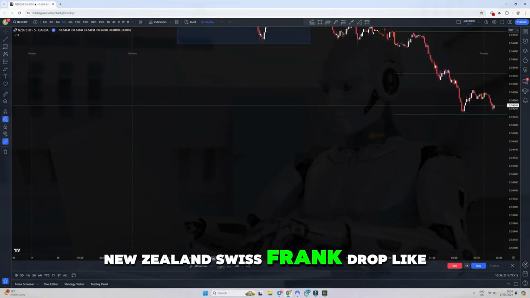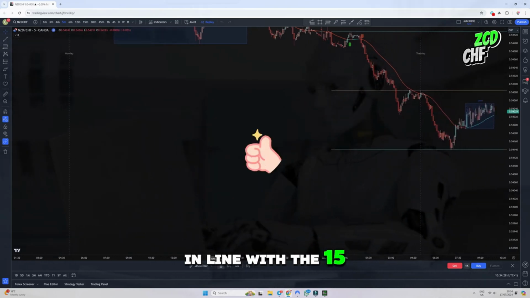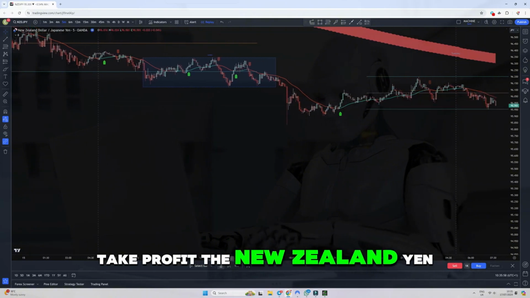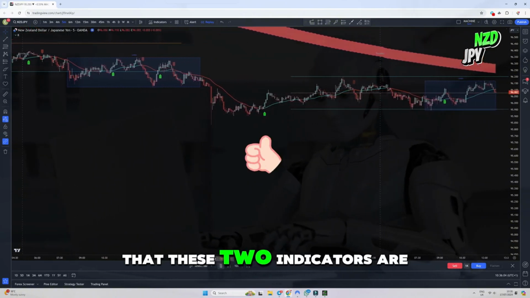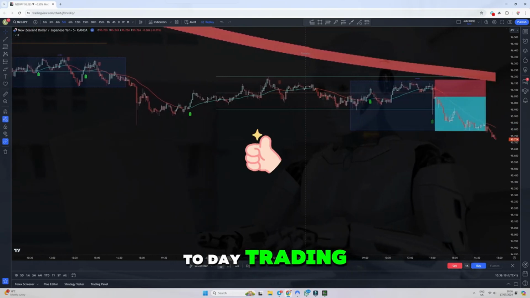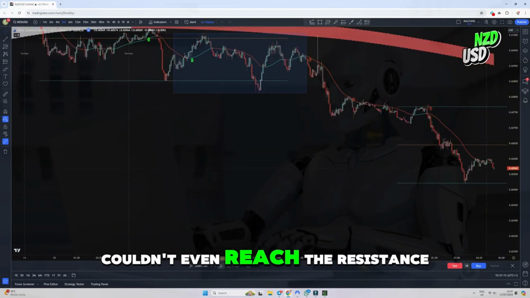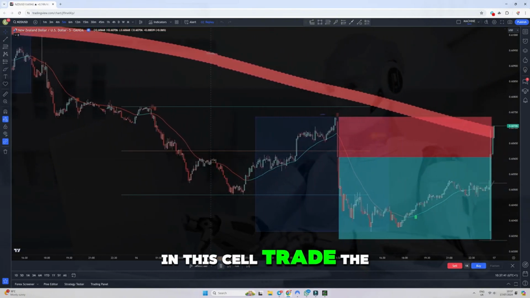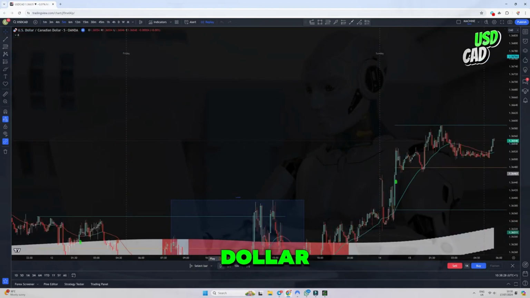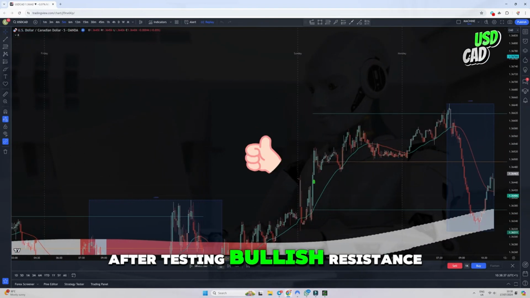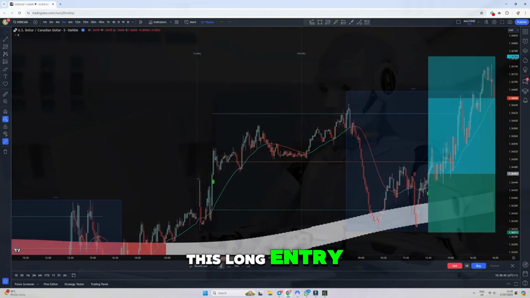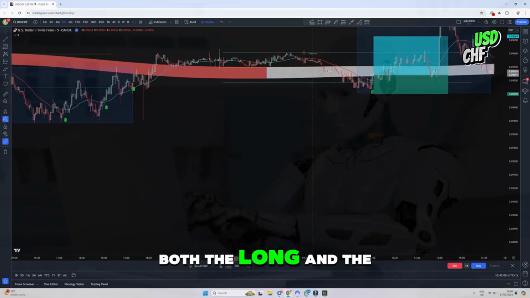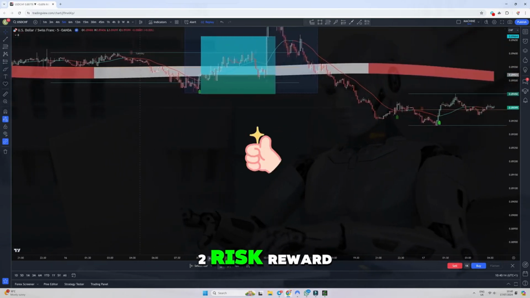The New Zealand Swiss franc dropped like a stone, in line with the 15-minute bearish trend, allowing our short trade to smash take profit. The New Zealand yen followed suit, proving once again that these two indicators are rock solid when it comes to day trading. The New Zealand US dollar couldn't even reach the resistance zone before falling sharply and giving us not 1 pip of drawdown in this sell trade. The US dollar against the Canadian dollar issued a long trade shortly after testing bullish resistance and took off sharply with this long entry. The last 2 trades came from the US dollar against the Swiss franc, and as you can see, both the long and the short trades reached our 1 to 2 risk reward.